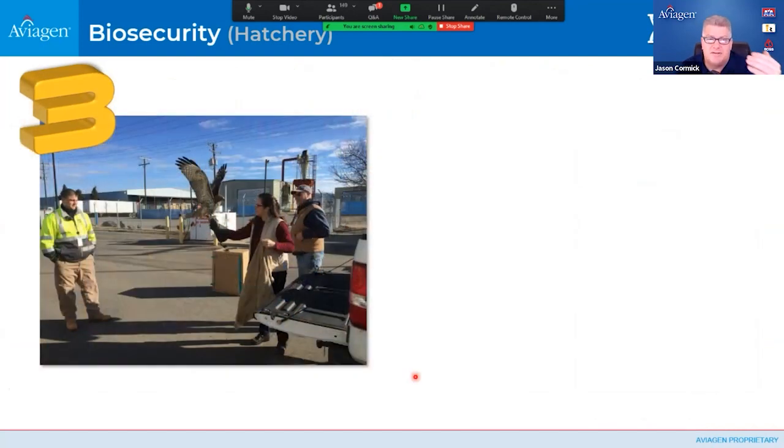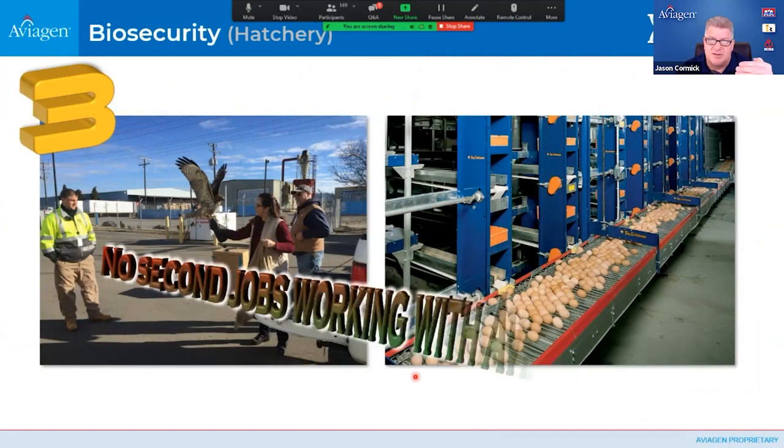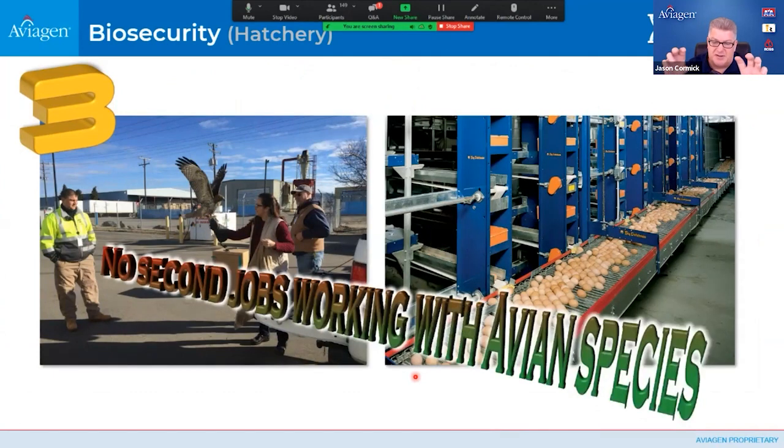Number 3, staff should not be working with other avian species. The lady here is actually clearing runways with a hawk. And quite often you'll see broiler hatcheries where the staff will then work at the weekend collecting layer eggs. So we really don't want to do that.